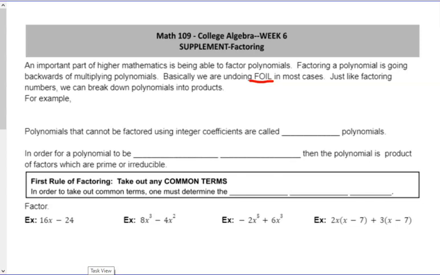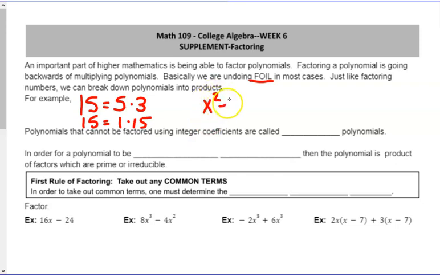So just like factoring numbers, we can break down polynomials into products. For instance, just looking at numbers, if I ask what are factors of 15, you would tell me 5 times 3, or 15 could also equal 1 times 15. So you can break a number down into its factors. We also can do that with polynomials.